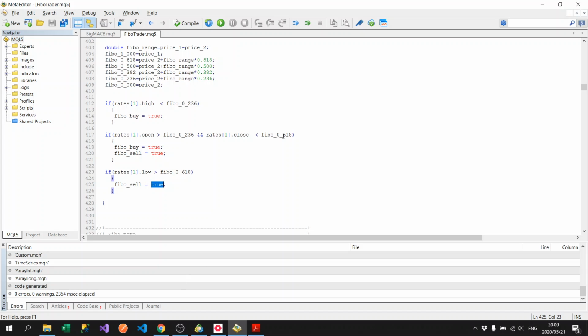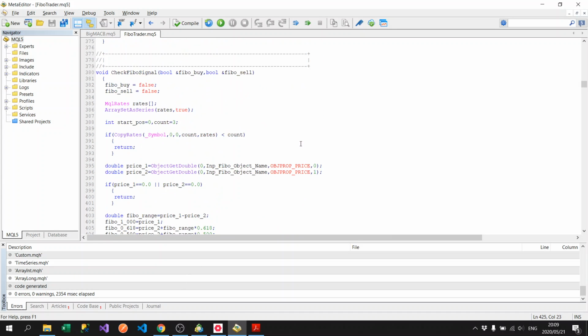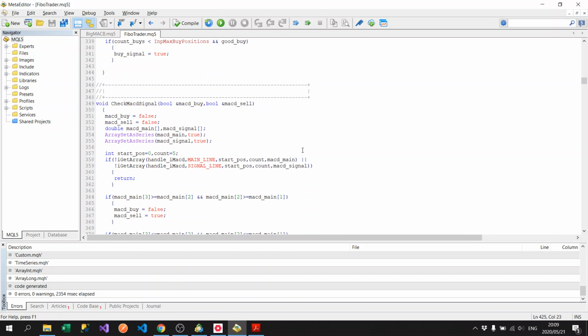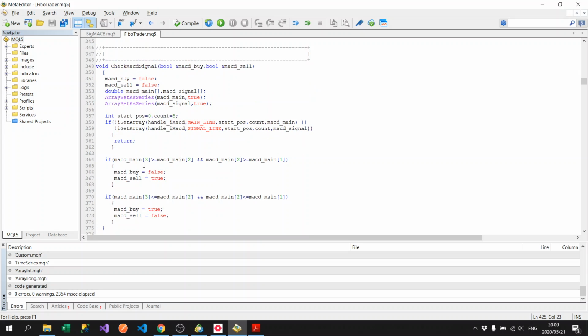Okay, so back to the Fibonacci Trader. Just one more thing I want to show you. How we configure the trend line is the same as I used in my other Big MACD trader. I just take the trend to see if the main line is incrementally growing, it will look for a buy, and if it's incrementally getting smaller, it will look for a sell. But I covered a lot of that in the last video.